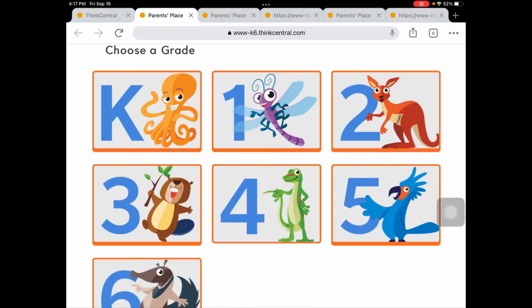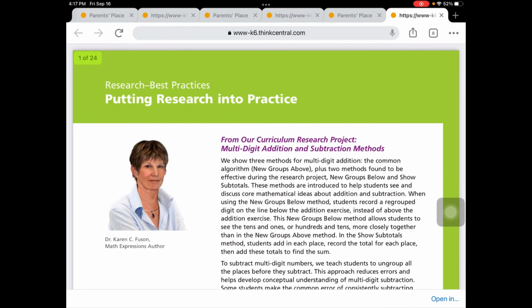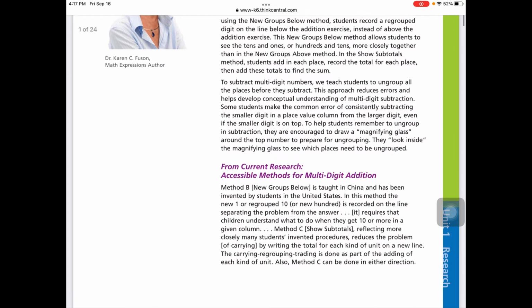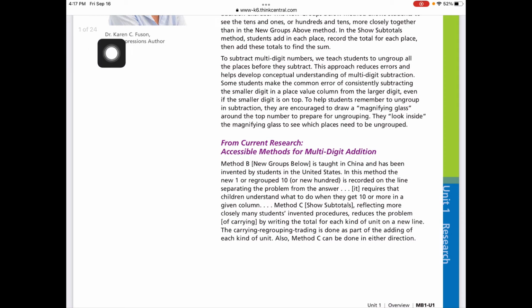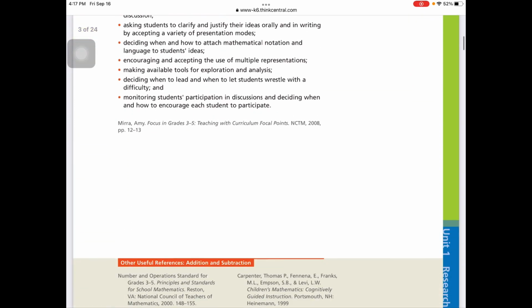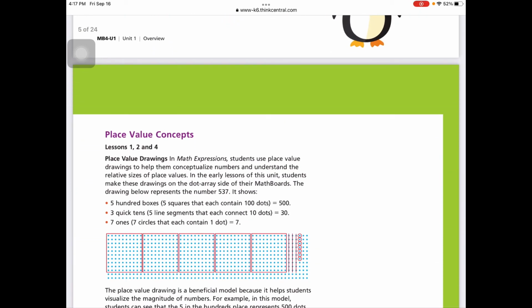So next place I'm going to go is down here to the research and math background. This area mimics your student or your teacher editions. So everything that is in your teacher edition will be right here available for parents. Now, if you look here, this says 24 pages. One way to not get bogged down in this section is to look at the concept and know that that's found in lessons 1, 2, and 4. So this is broken down by concept and by lesson.